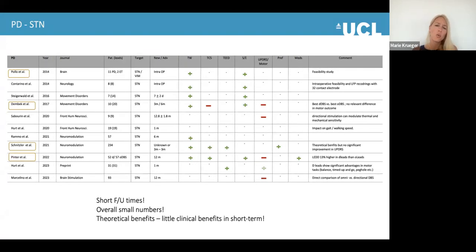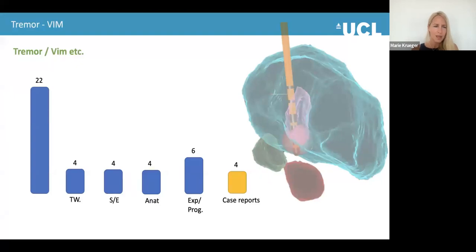So maybe we just have to wait a little bit longer to get studies that looked at 1-year outcomes or 2-year outcomes, or we have to look at different things and not just purely the UPDRS scores. So again, something I want to put out there to discuss later. Let's have a look at the tremor studies.